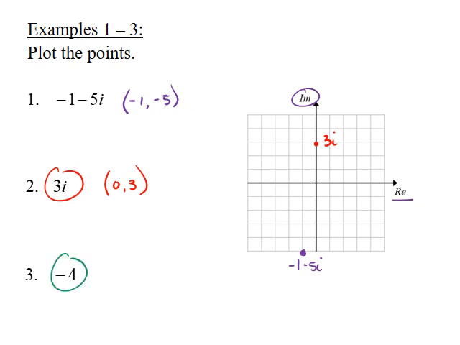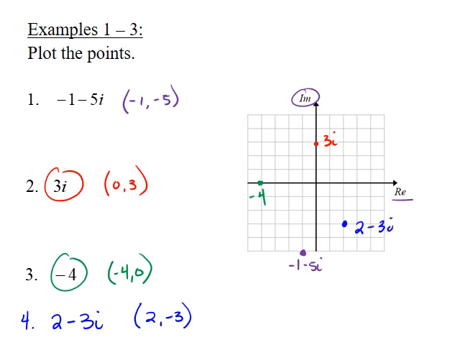-4 is on the real axis, so it would look like this. Now I'm going to just add one in here for the heck of it. Let's say we want to graph 2 minus 3i. This would be the ordered pair (2, -3). So we would go right 2 and down 3 here. So 2 minus 3i. That's really all I'm going to show you regarding plotting the points because I feel it's pretty straightforward.